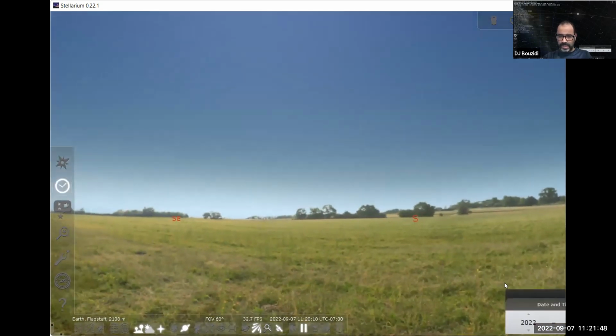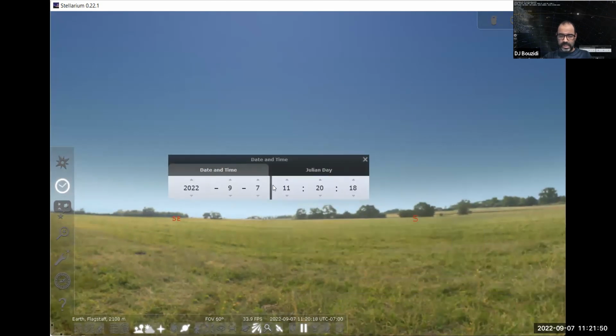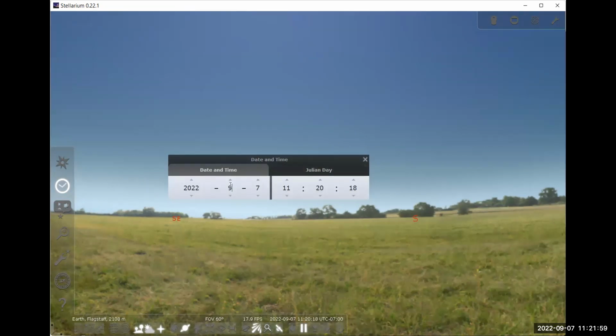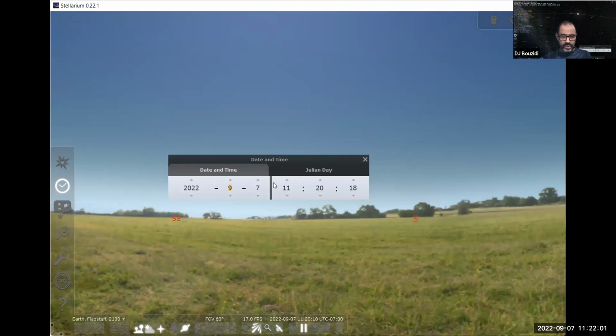Now I'm going to change the date. I'm going to move the date in here. Are you guys looking at the Stellarium or not? Just to make sure that I have you guys with me. Yes. Okay, very good. So I said 3 months from today, that's going to be 12. So I'm going to enter it manually, okay?